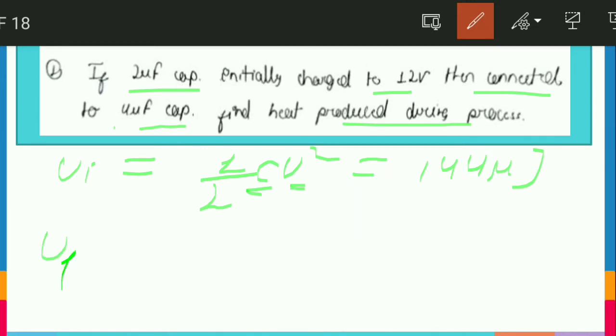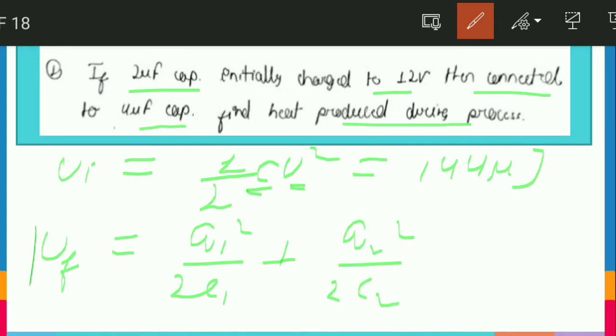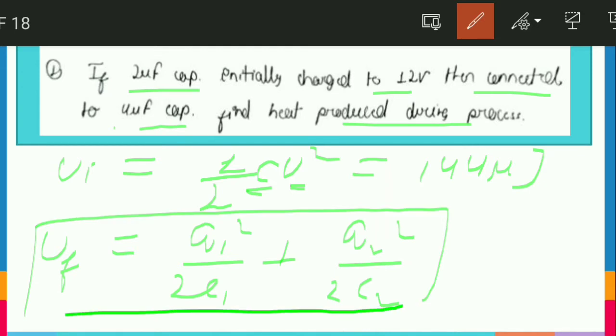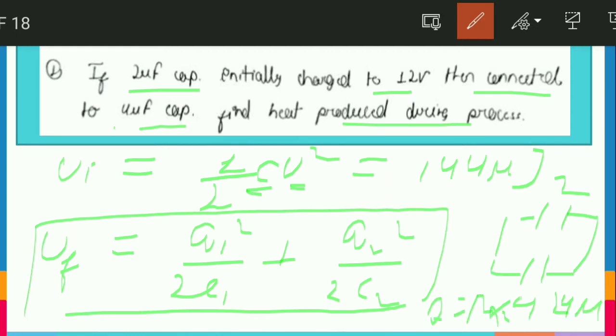And can you find, friends, the final potential energy? It will be equal to how much? Q1 square upon 2C1 plus Q2 square upon 2C2. And you may be thinking how I have written this equation. Actually friends, when the 2 microfarad capacitor is charged, it is connected in this way. Yes friends, this is our 2 microfarad capacitor and this is 4. So initially it has been charged to how much? Q equals 12 into 2, means 24 microcoulomb.